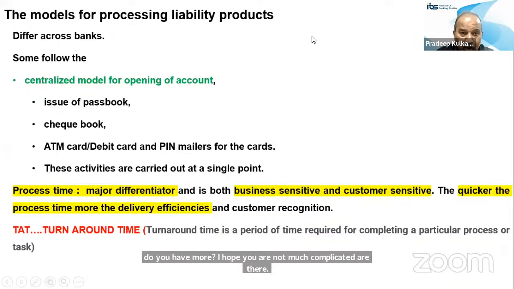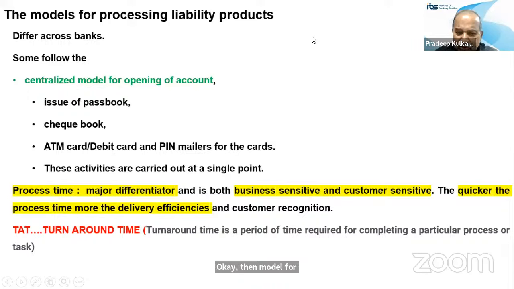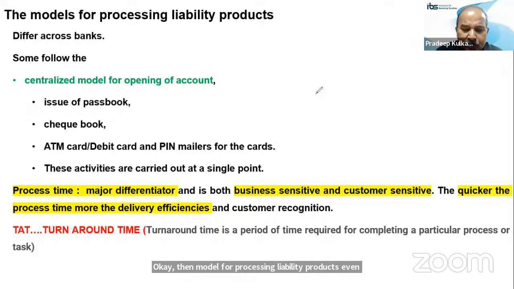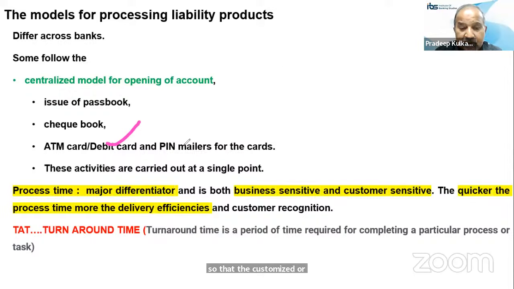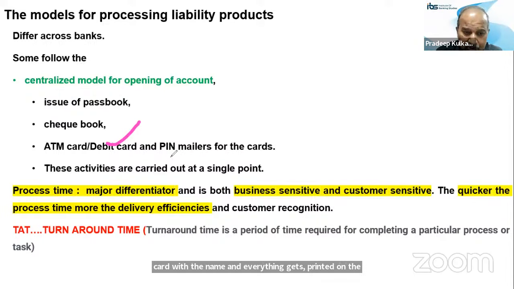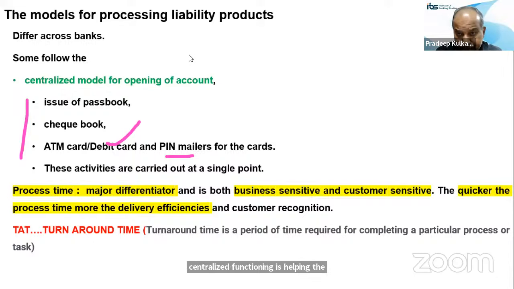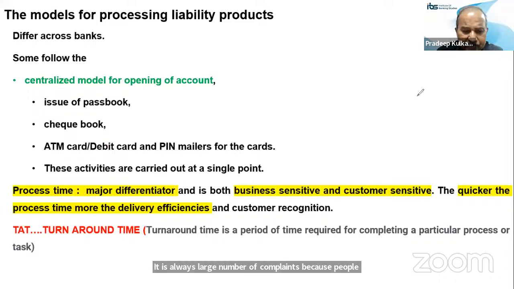Okay, then the model for processing liability products, even there the same thing. What happens now? Many banks have adopted account opening in a centralized way, issue of passbook in a centralized way, ATM card and debit card issuance in a centralized way, so that the customized debit card with name and everything gets printed on the debit card and it comes. Okay, PIN is mailed directly to the people. So like that, the centralization happened, and this centralized functioning is helping the banks to get resolved with a large number of complaints, because people now appreciate that there will be a set time for receiving all those things.